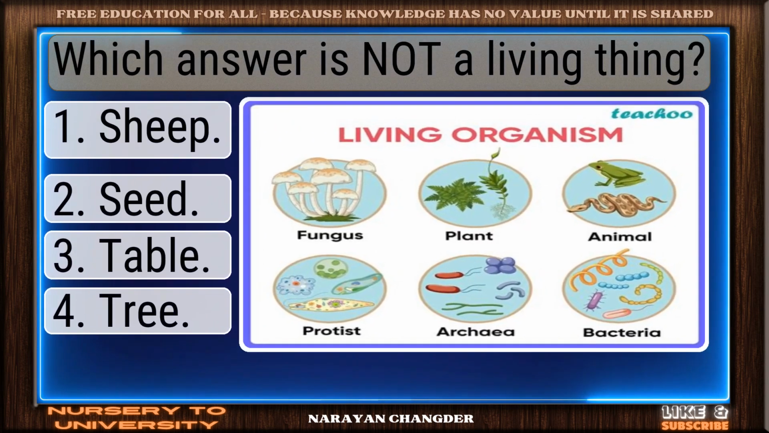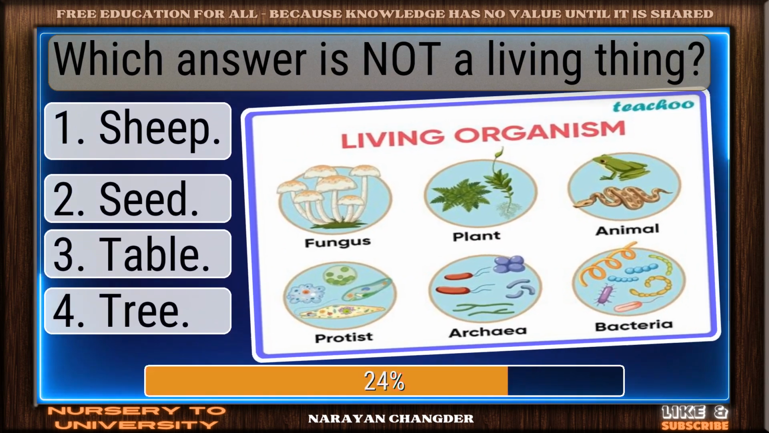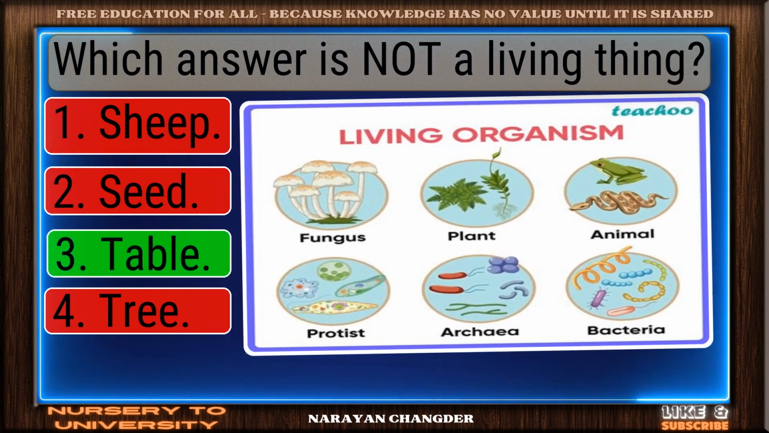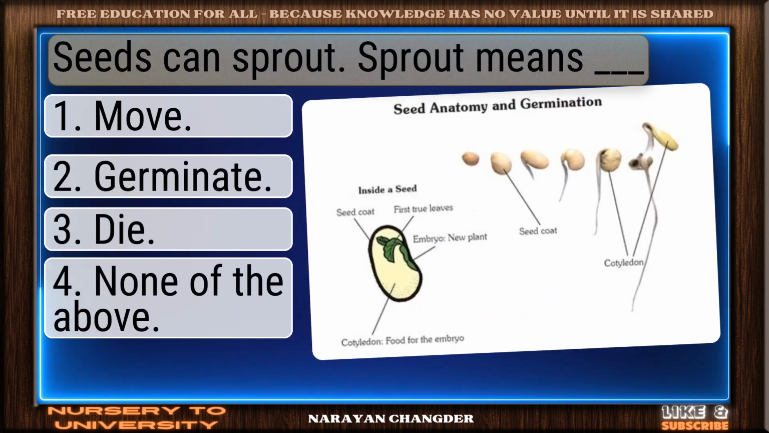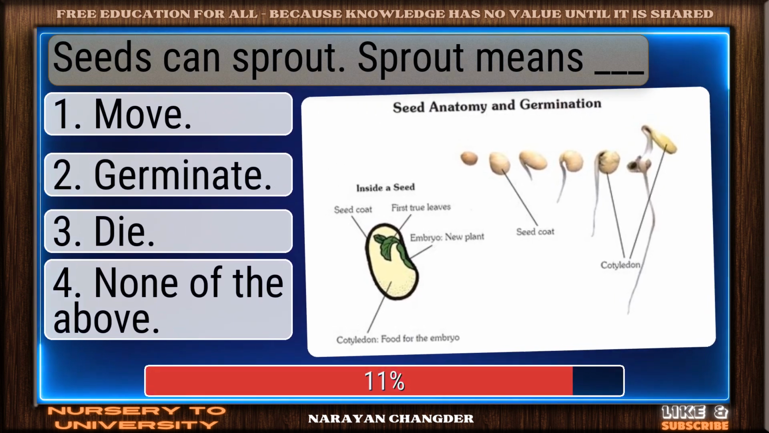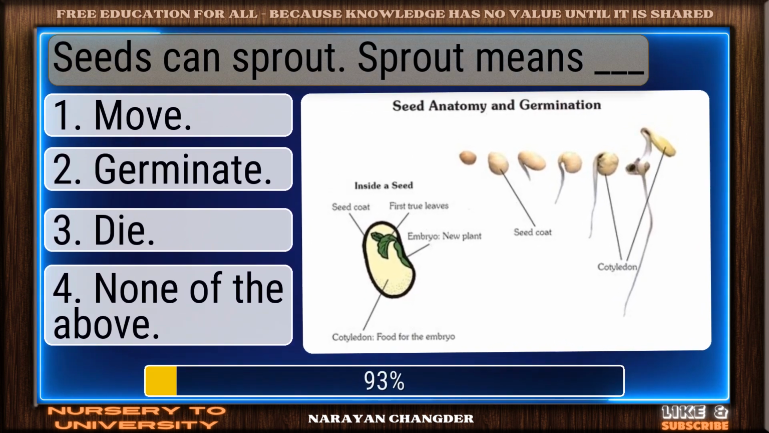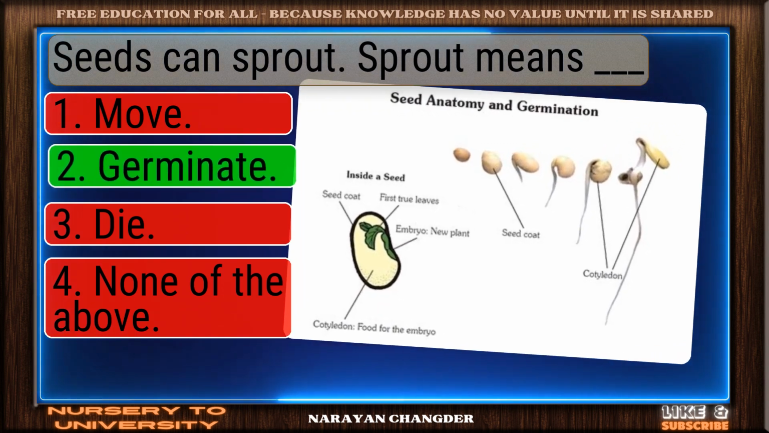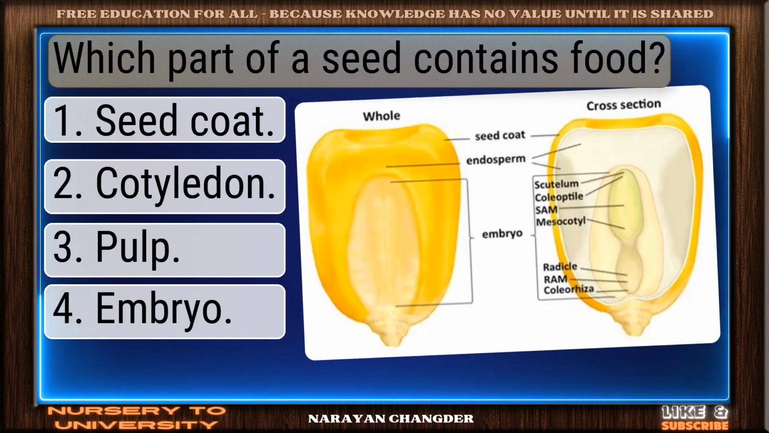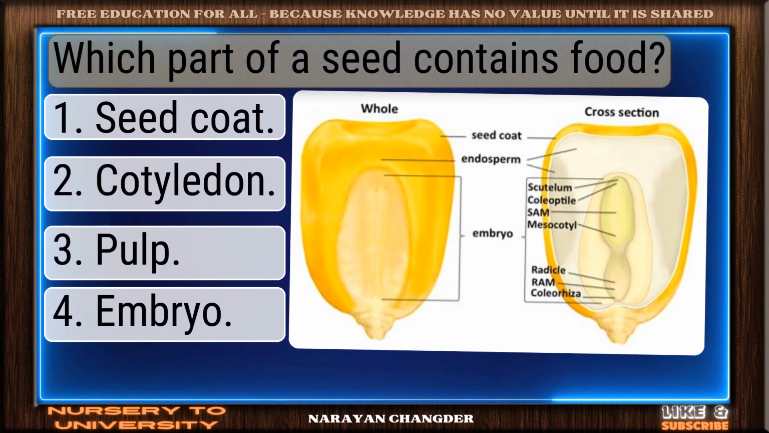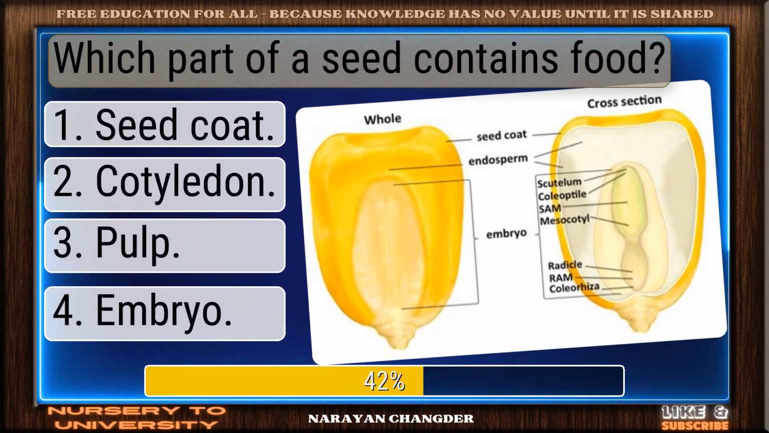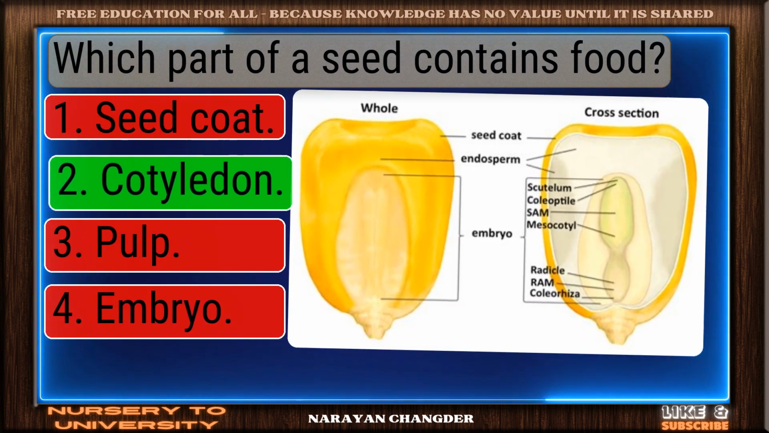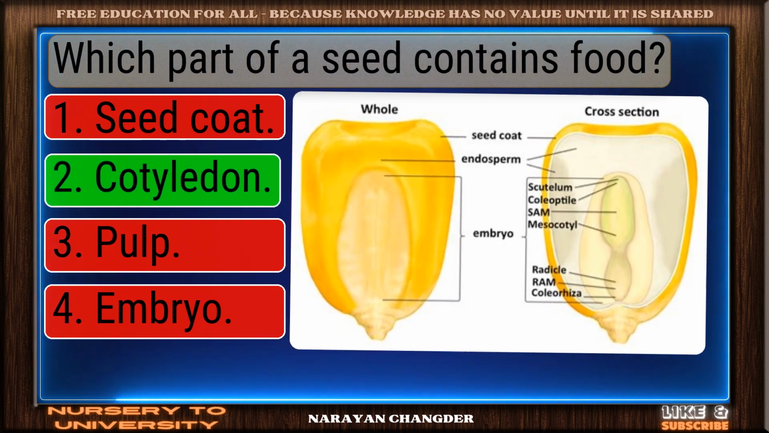Which answer is not a living thing? Bravo. Table is the answer. Seeds can sprout. Sprout means dash. Strong choice. Germinate is the right answer. Which part of a seed contains food? Great thinking. Cotyledon is the right choice.